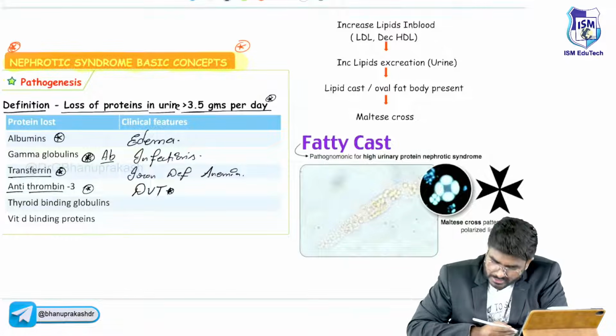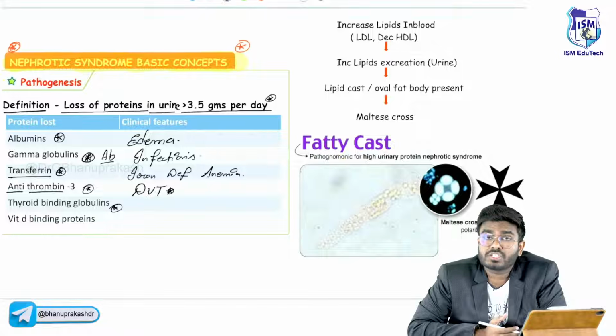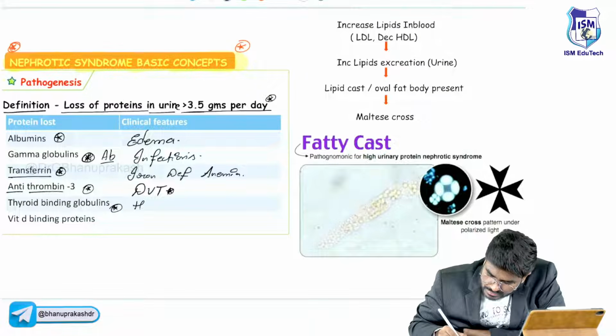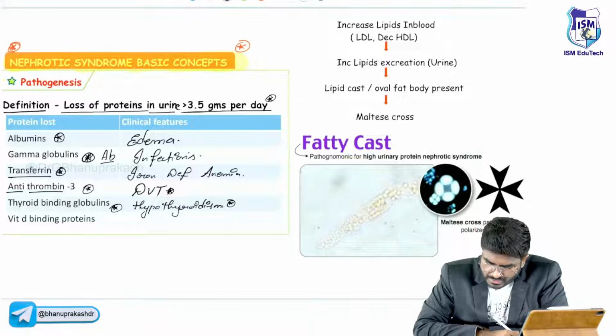Now thyroid binding globulins, next one. TBG, thyroid binding globulins. Most important plasma protein that will bind with the T4. Whenever these thyroid binding globulins are not there, that can lead to hypothyroidism. Okay, these are rare but possible. Hypothyroidism will be possible.